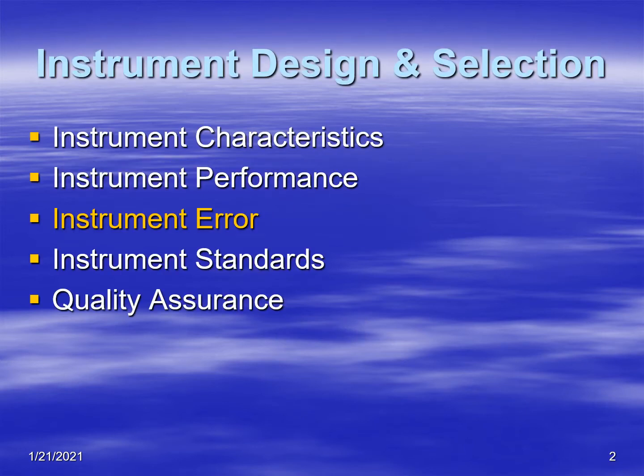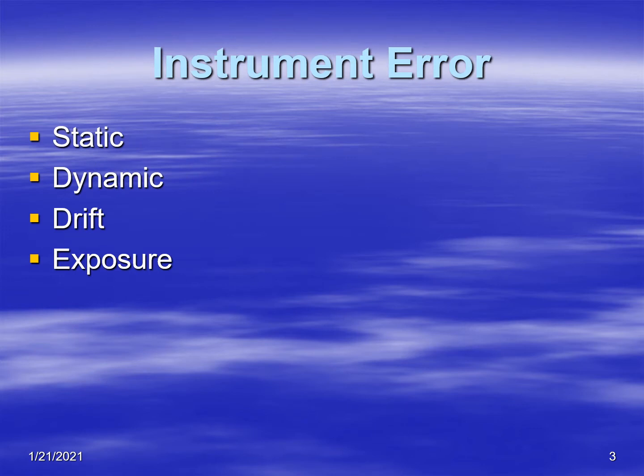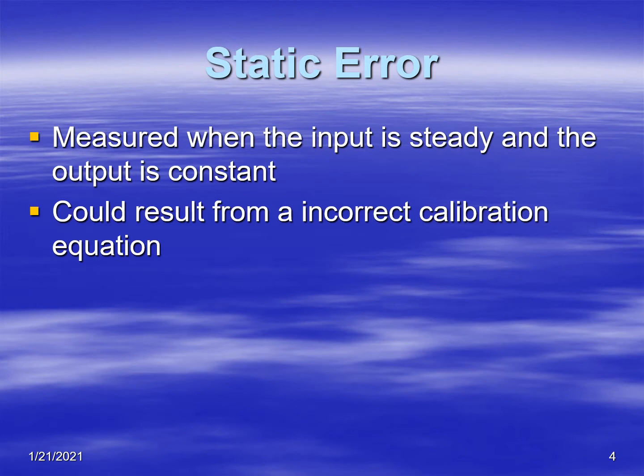In this video, we're going to talk about instrument error. Instrument error can be classified several different ways. They can be classified as either static or dynamic error, drift error, or exposure error. Static error occurs when the input is steady and the output is constant. And this is a systematic type of error.